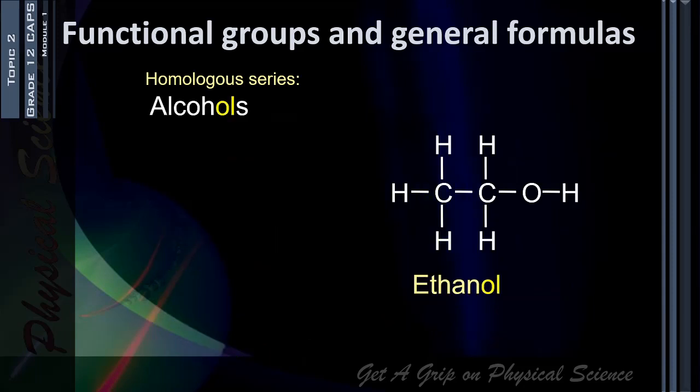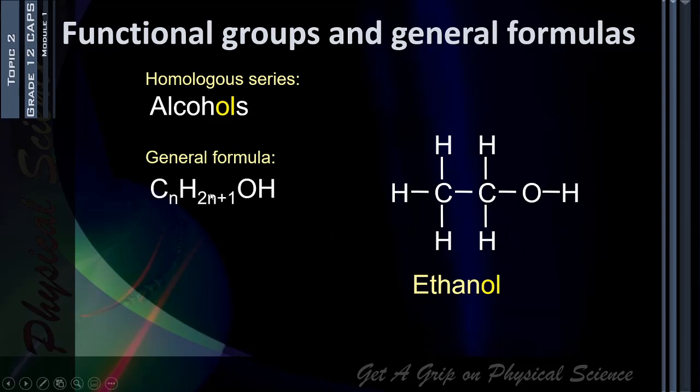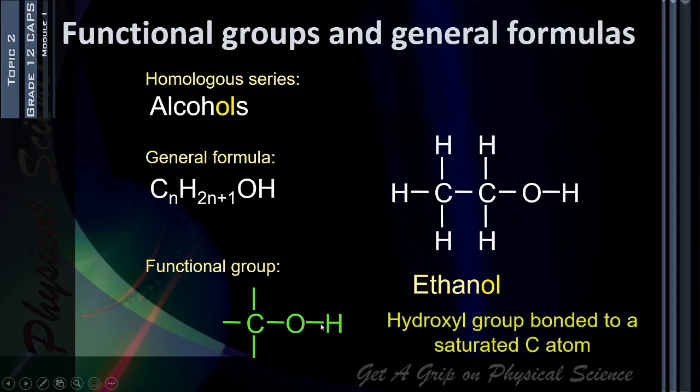The name of an alcohol always ends with an OL, and the general formula for an alcohol is always CnH2n plus 1, and then there must also be an OH. And the structural formula for the functional group of an alcohol is that carbon attached to an oxygen and the oxygen that's attached to a hydrogen. So it will look like that. And we call this a hydroxyl group bonded to a saturated carbon atom.